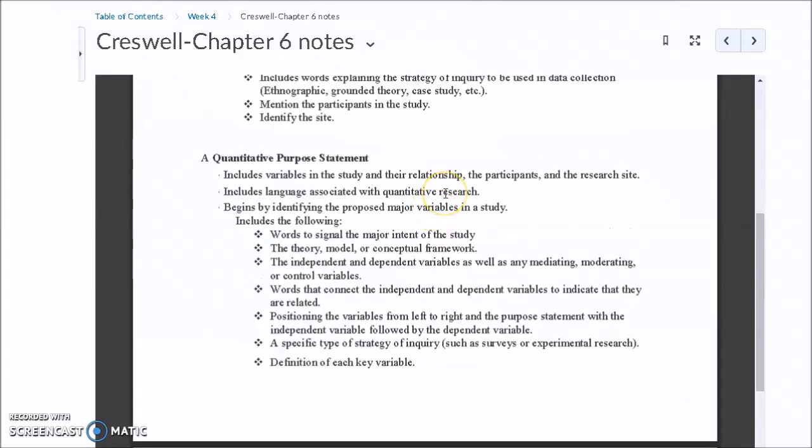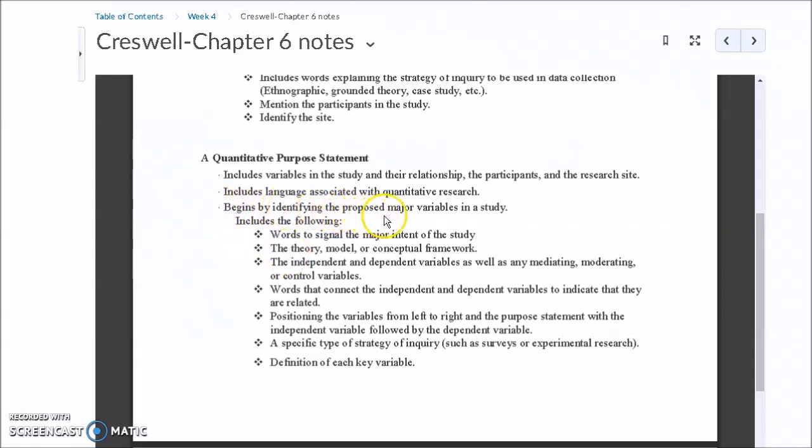Now let's look at quantitative. One of the big differences between qualitative and quantitative is in terms of language and focus on relating or comparing the variables. So it includes the variables in the study and their relationship, the participants and the research site. So that is one of the big differences between those things. It also includes language associated with quantitative research. So when you look at the research questions and other introduction, you would have seen that there is a certain difference in language.